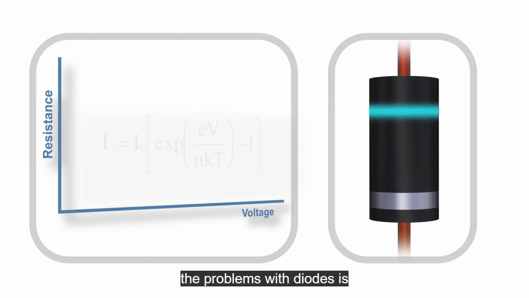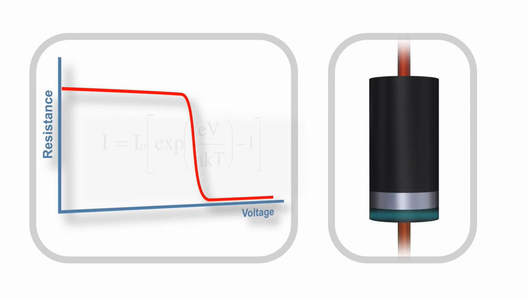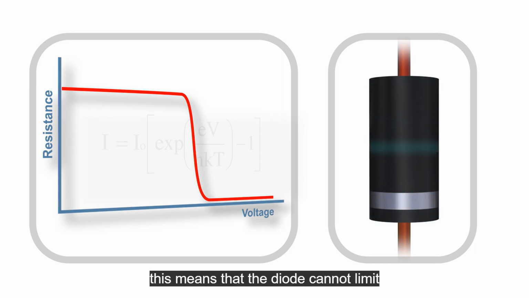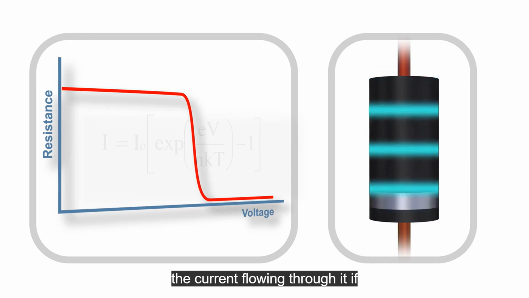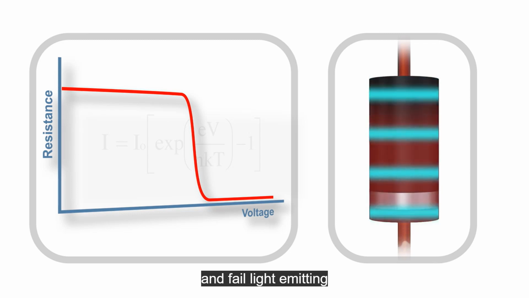One of the problems with diodes is that when they start to conduct, their resistance drops close to 0 ohms. This means that the diode cannot limit the current flowing through it. If the current exceeds the rating of the diode, then it will overheat and fail.